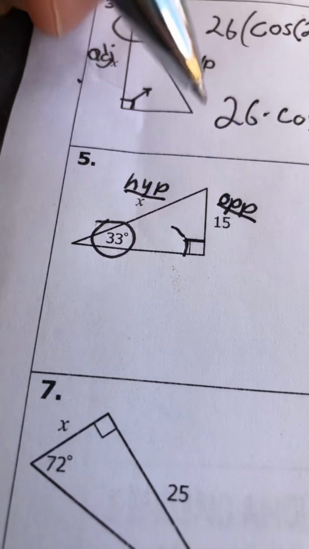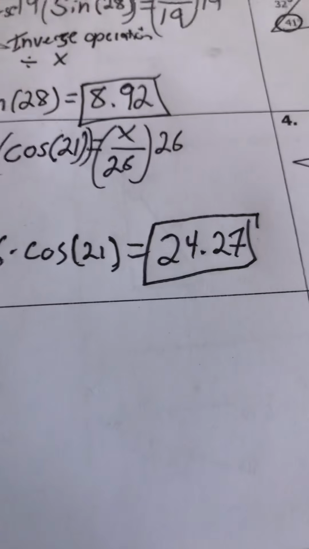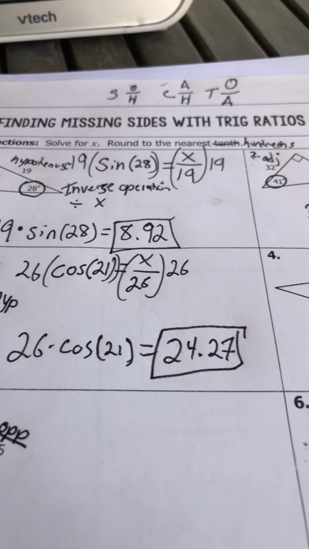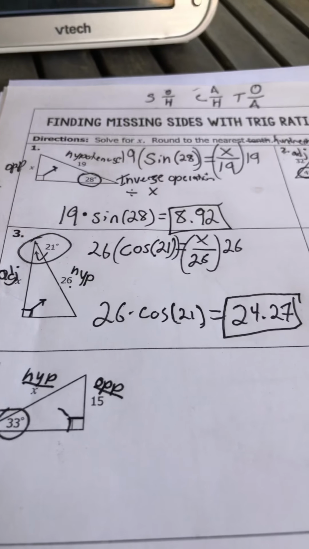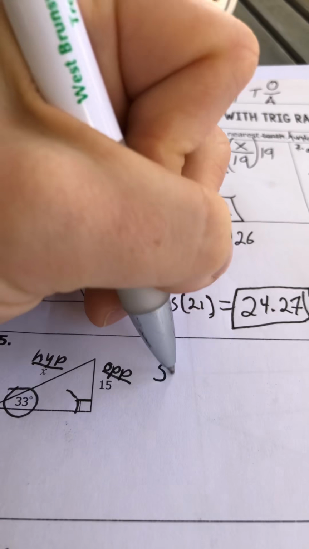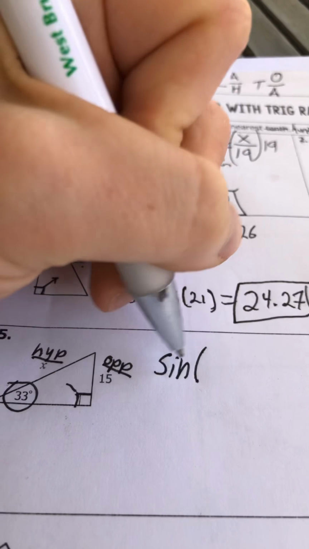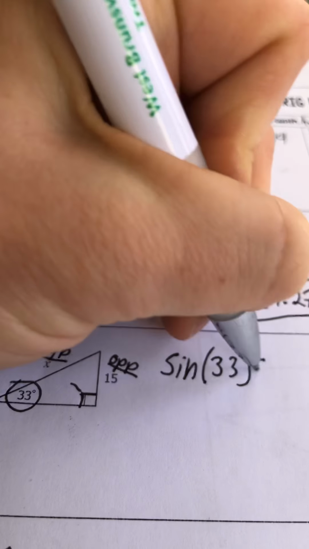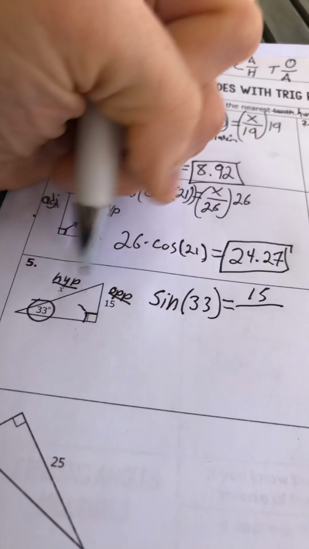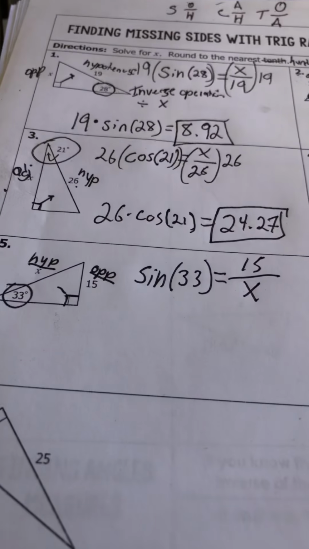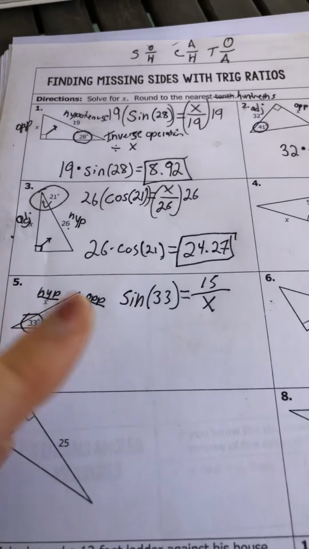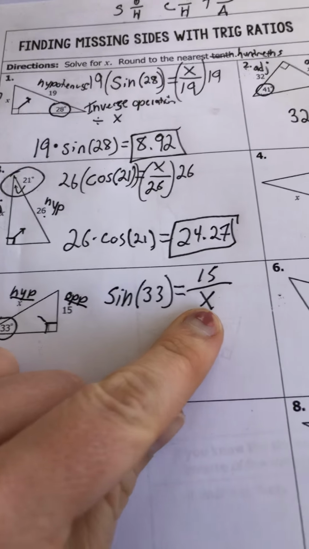So we need to decide which trig function deals with hypotenuse and opposite. So is it some old hippie, or is it caught another hippie, or tripping on applesauce? Hypotenuse and opposite. It is sine. Some old hippies. So sine of 33 equals our opposite, which is 15, divided by x, our hypotenuse. Now, this one is a little different, okay? Our x is on the bottom this time.